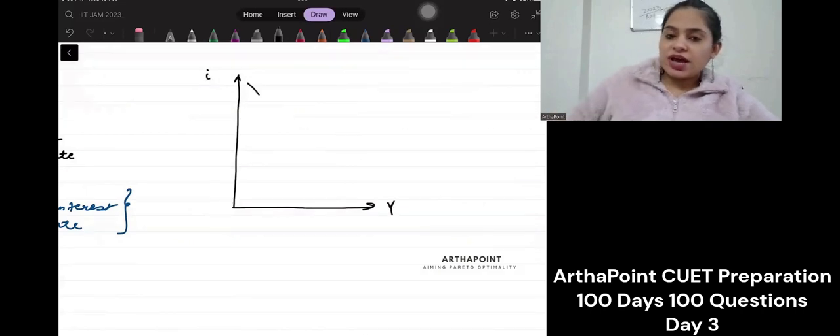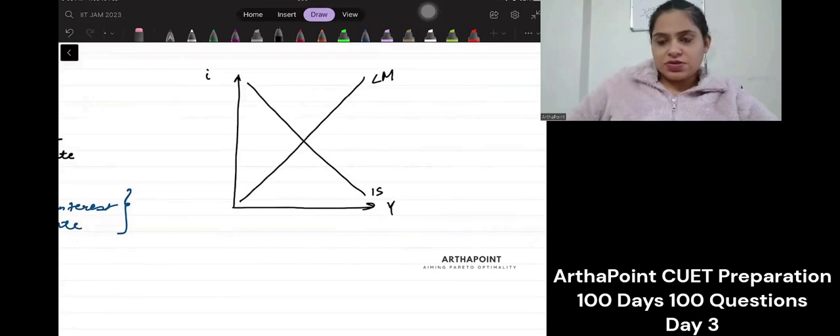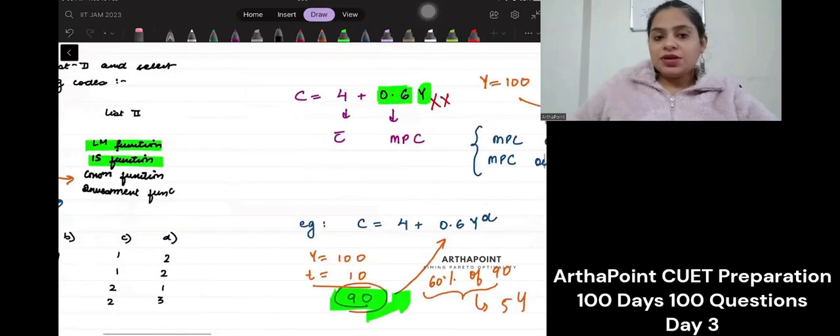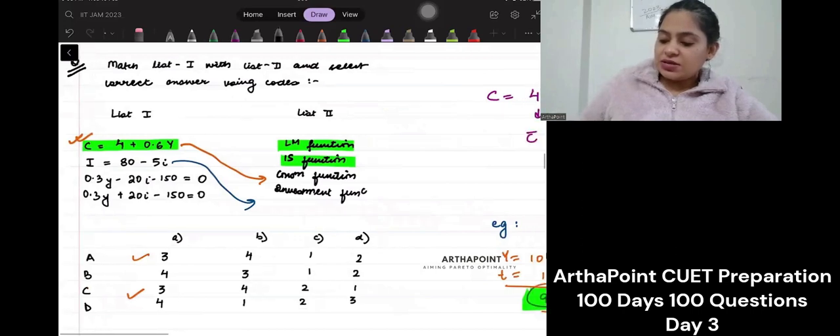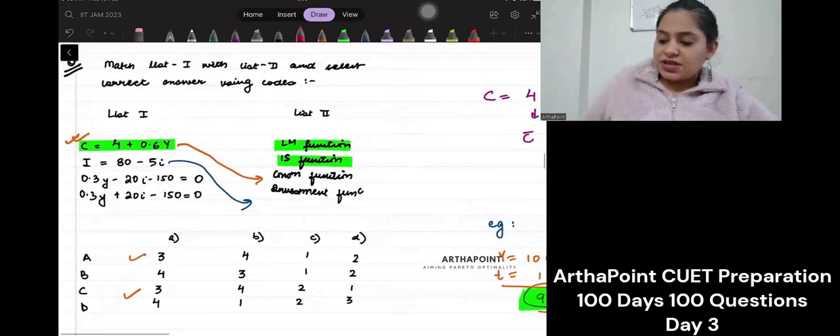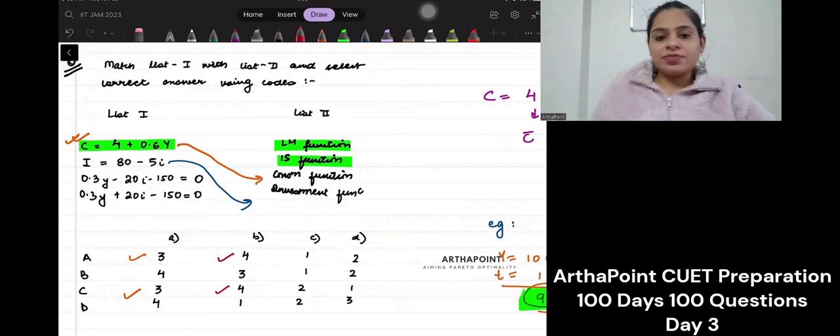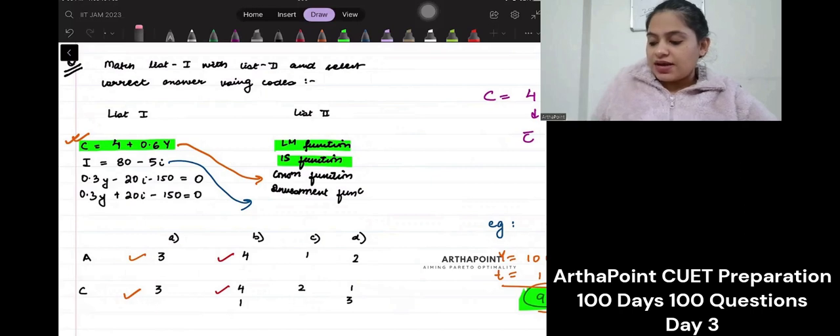IS curve is also in the IY space and LM curve is also in the IY space. तो अगर हम यहां देखें, B का answer we know is 4, मतलब अभी तक ये भी ठीक है और ये भी ठीक है. Elimination नहीं हो पा रहा है, right? Elimination में ये तो हट गया, but बाकी I am not able to eliminate. यहीं पे the confusion starts.